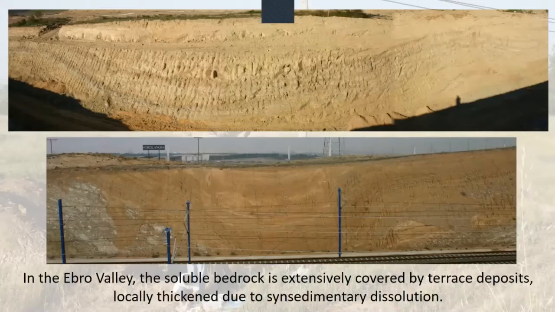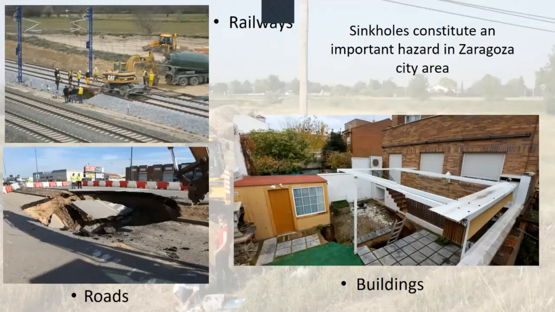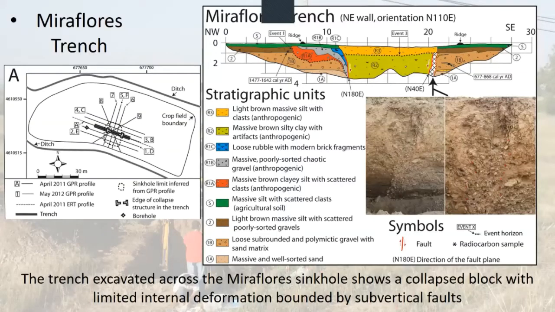In the Ebro Valley, the soluble bedrock is extensively covered by terrace deposits, locally thickened due to synsedimentary dissolution. Zaragoza city and its outskirts is most probably the area in Europe where sinkhole hazard related to evaporite dissolution has the highest economic impact. The first example displays a trench excavated in the Miraflores suburb. The trench shows a collapse structure limited by subvertical fault planes.